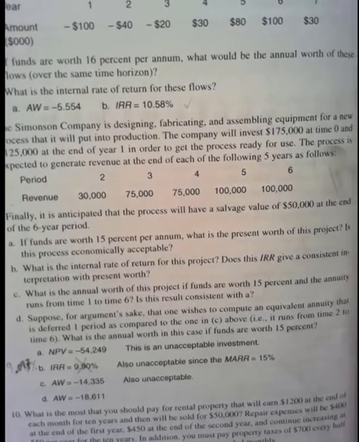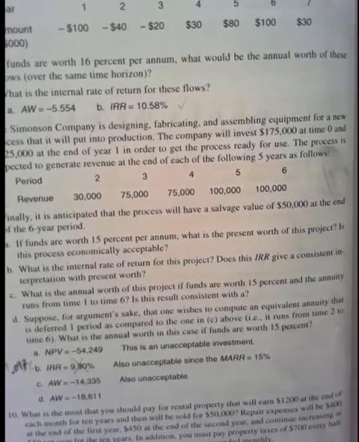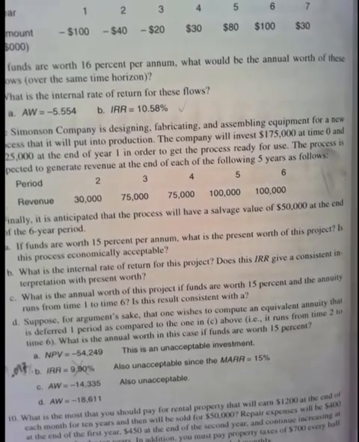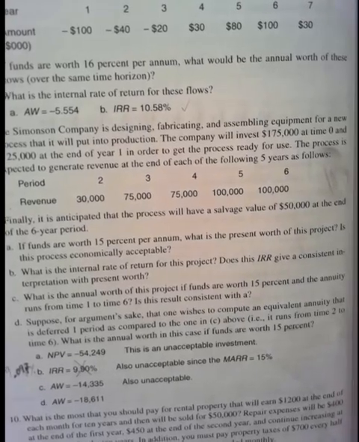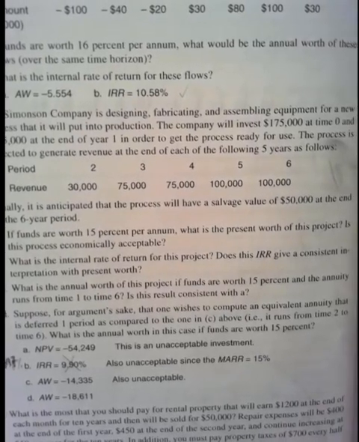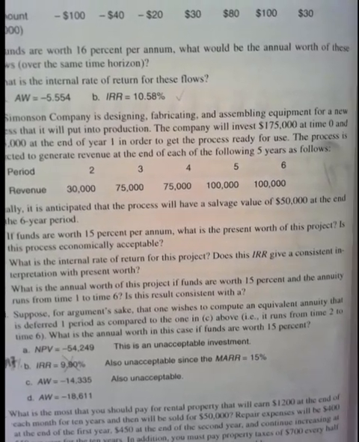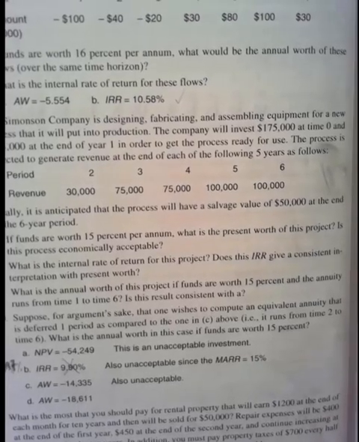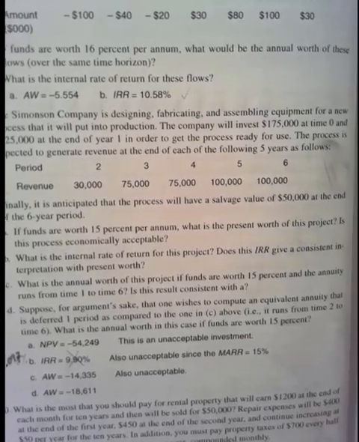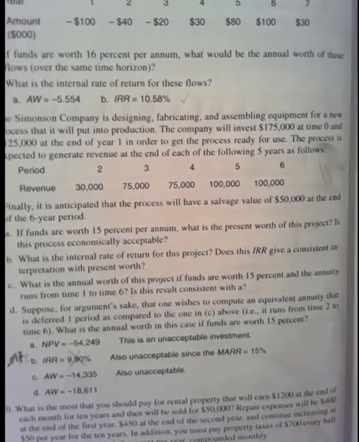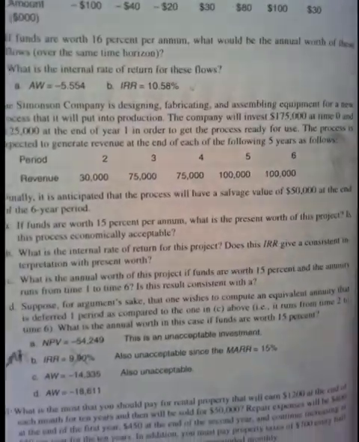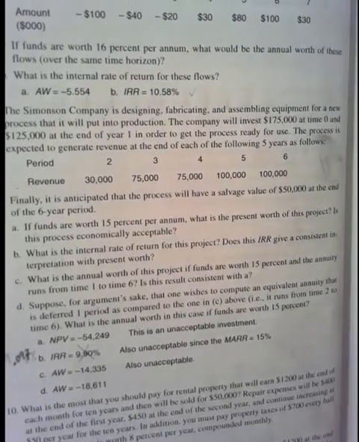These are all inflows. The outflows were those written in the text, namely $175,000 at time 0 and $125,000 at the end of the first year. Then the question states that the process will have a salvage value of $50,000 at the end of the 6-year period. Meaning, whatever we were using, we're going to sell it and get $50,000 for it. So on top of those $100,000 at time 6, we're going to collect an extra $50,000 for selling the equipment.